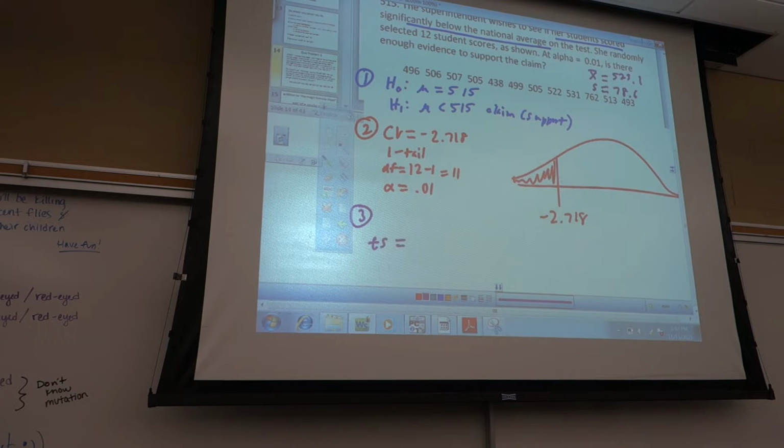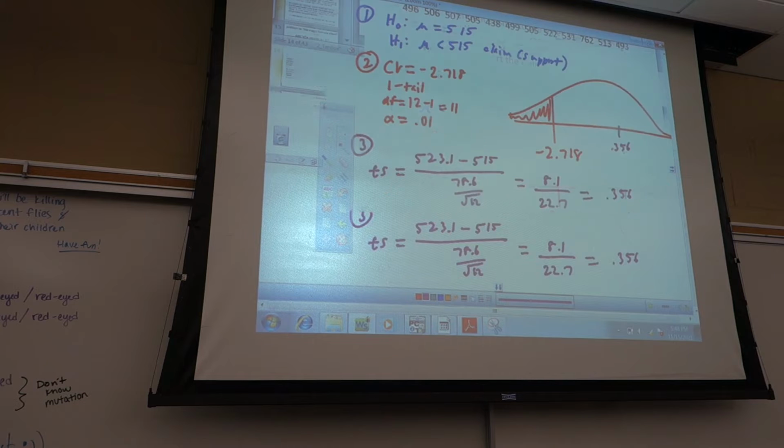Let's see, it's my x bar, 523.1, minus what I had in my claim. My claim is 515. Divided by s, 78.6 over square root of n. N is 12. Good. So then this is going to be 8.1 over, what's the bottom number? 22.7. And then you end up with 0.356. Great. That's somewhere over here, totally in the do not reject region.